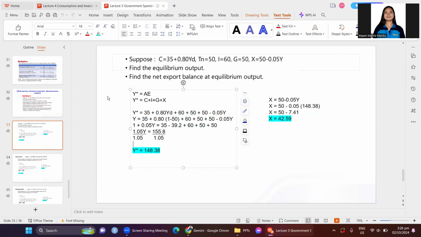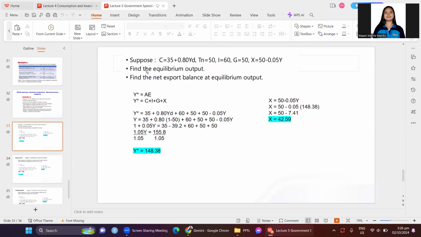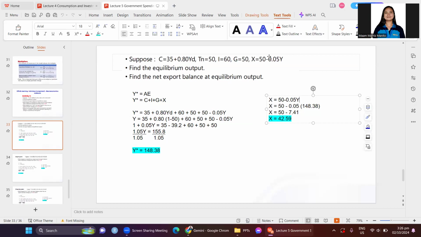Find the equilibrium output for the third assignment under lecture 5. Next is find the net export balance at equilibrium output. So using this given 50 minus 0.05y, we will just change the y here to the equilibrium output we just calculated, that is 148.38. So 0.05 times 148.38.